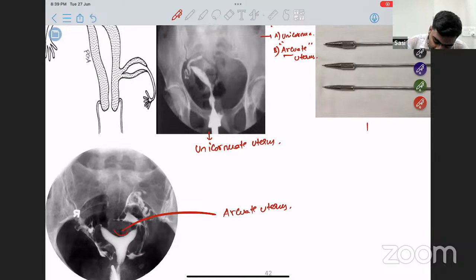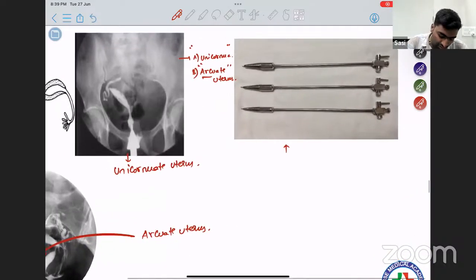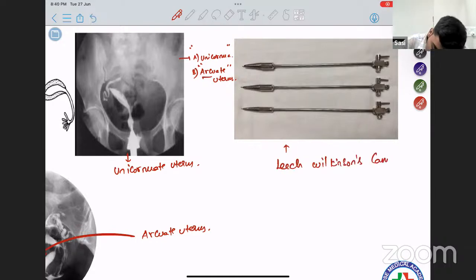Fine. What is the name of this cannula which is being used for the HSG examination? What is the name of this cannula? Is it Commons cannula? Yeah, most of you are getting it correct. It is known as Leach-Wilkinson's cannula, which is used for the HSG examinations.